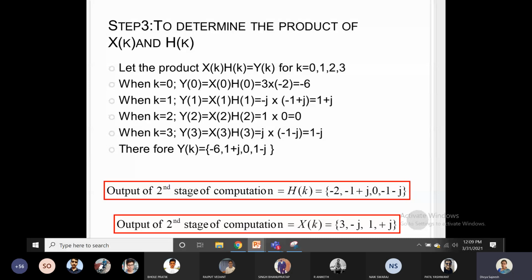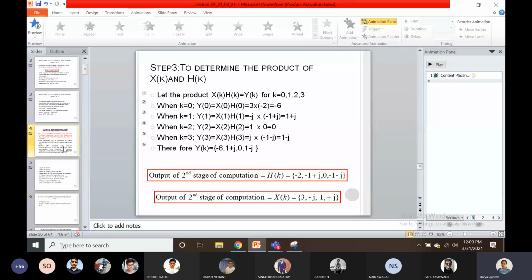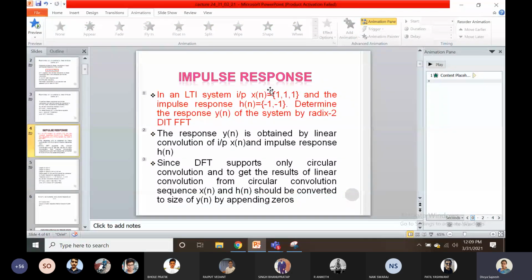What is the question? Question is to find out the impulse response of the system. So what we obtained here, we obtained y of k.